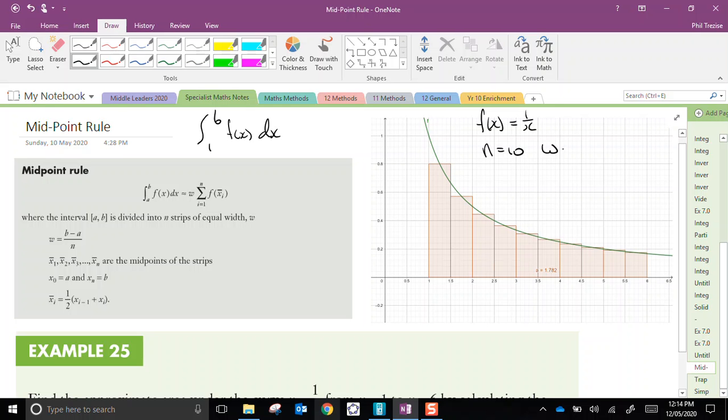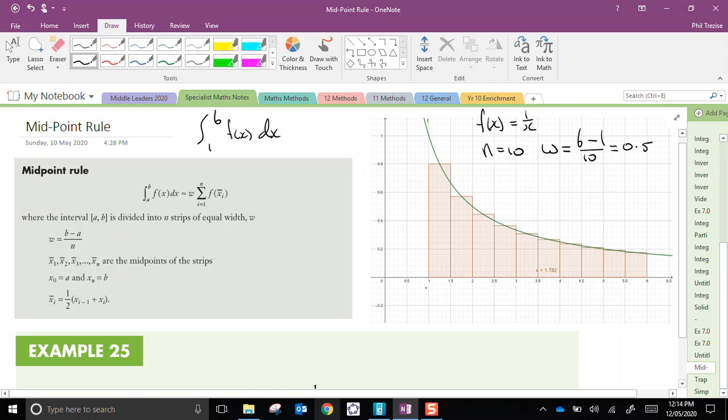And the width of each of these little rectangles then is the upper limit. We usually refer to that as A and B, what you can see there. So the upper limit in my case is 6, subtract the lower limit of 1, divided by 10, the number of rectangles. And so each of my rectangles will have a width of 0.5. W is the width of the strip here. That's nice. Now I need to find the height of the strip.